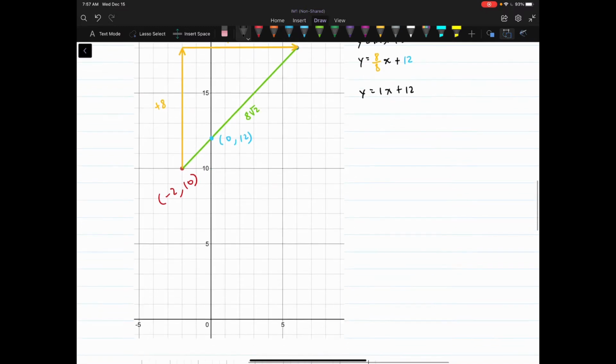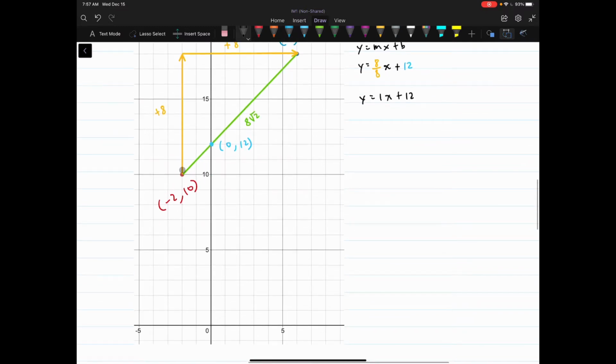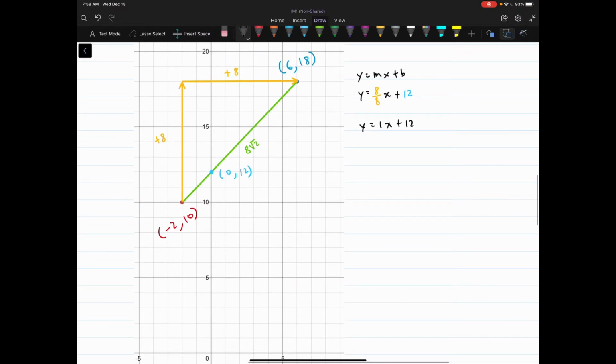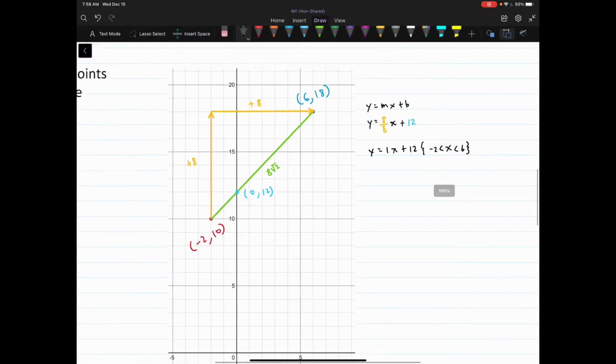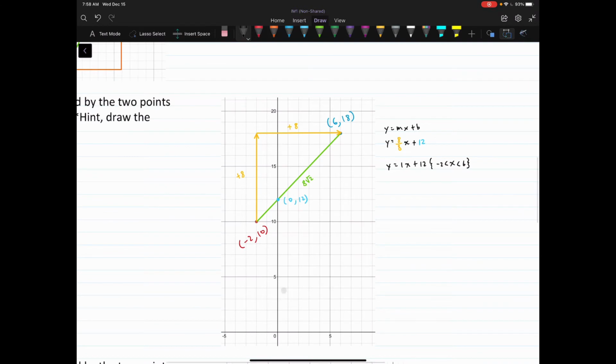And the constraints are going to be greater than -2, but less than 6. Voila. That is my length and my equation. And is this a right triangle? Yes, because the legs are of the same length. Okay, let's go to the next one.